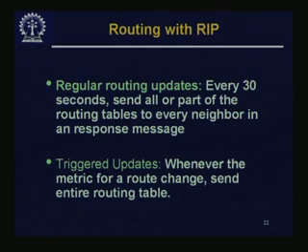And then after some time, when things are more stable, regular routing updates every 30 seconds send all or part of the routing tables to every neighbor in a response message. And then, as we discussed, there are triggered updates: whenever the metric for a route changes, or something becomes invalid, send the entire routing table.